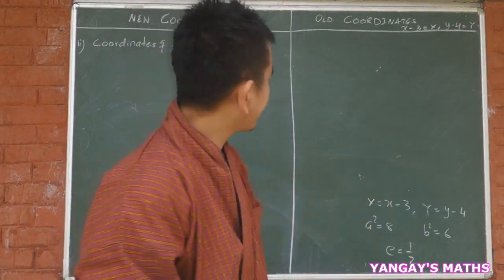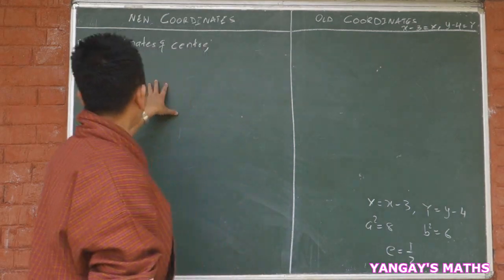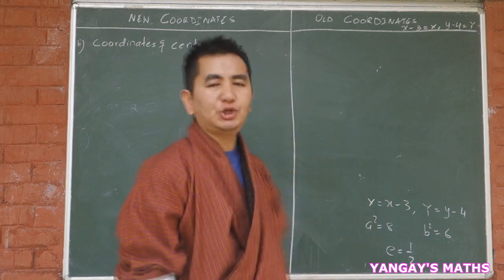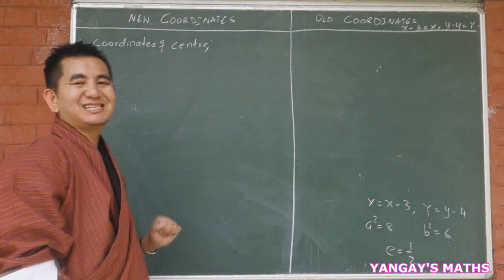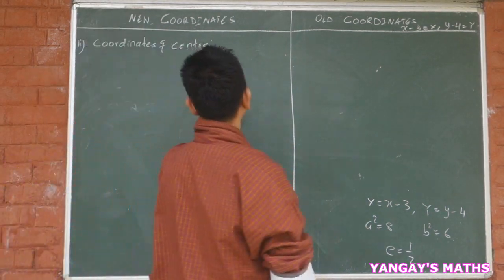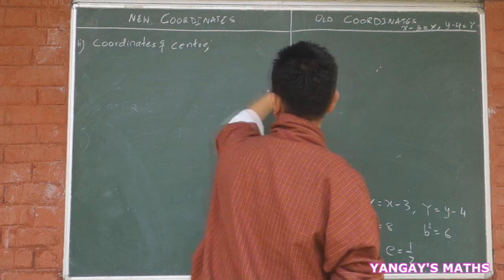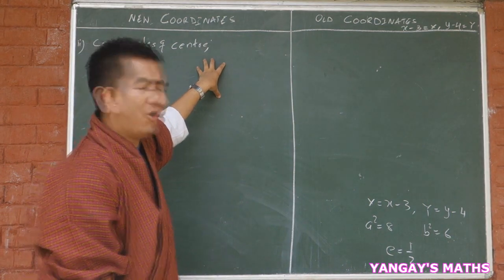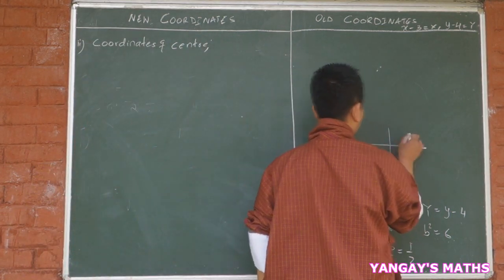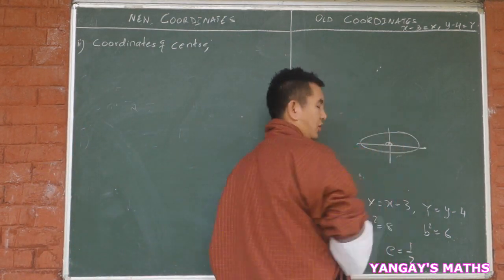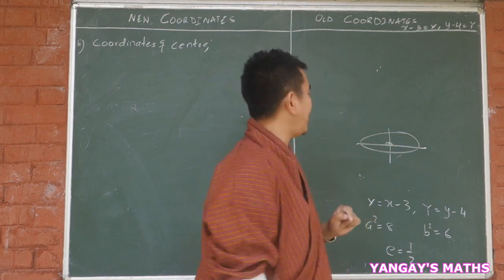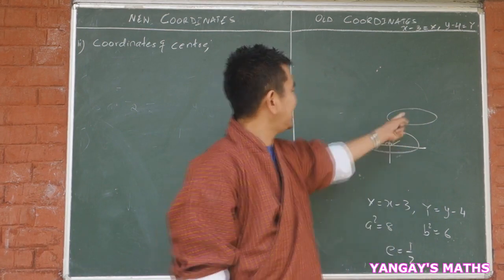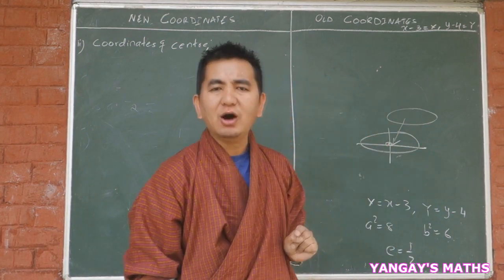We have already calculated the eccentricity value. We got E value 1 by 2. Let me calculate the center. Please remember, we have new coordinates and old coordinates. This new coordinate means the center of this ellipse is at the origin. If I draw, this is a horizontal ellipse where the center is at the origin. The original ellipse was somewhere, maybe somewhere here. Then for our calculation, the center of the ellipse is shifted to the origin.